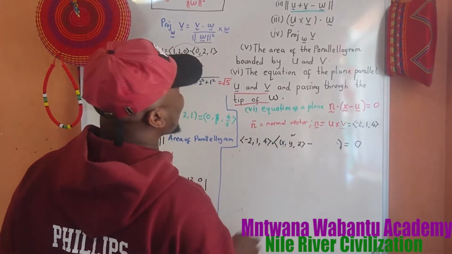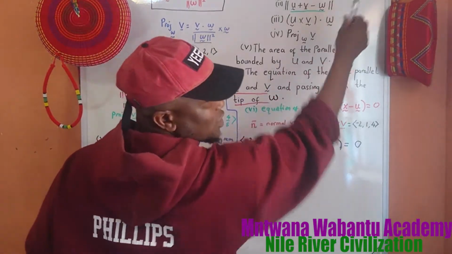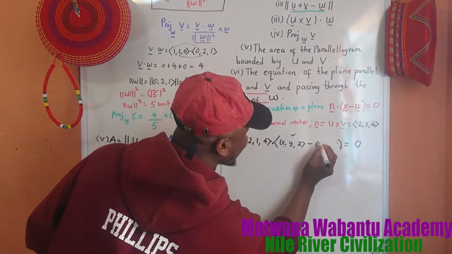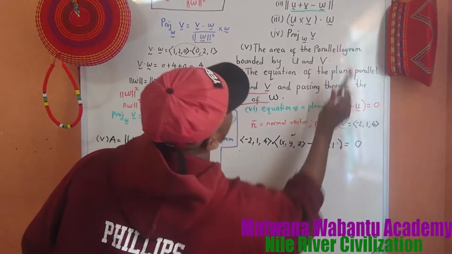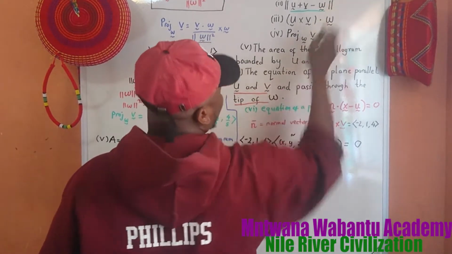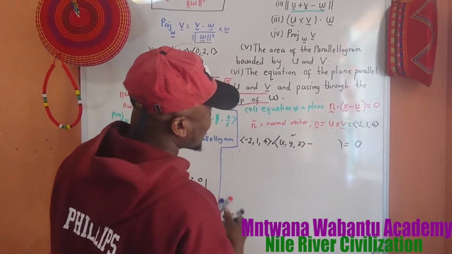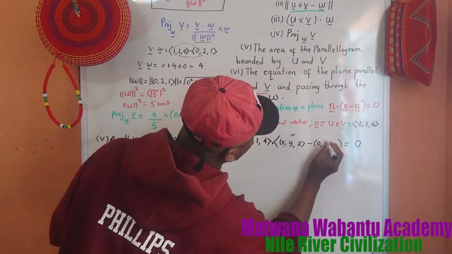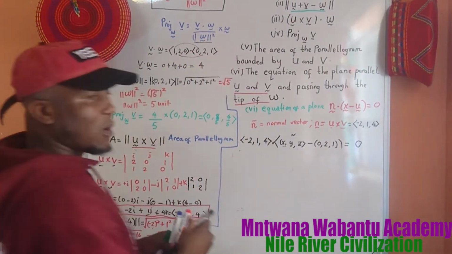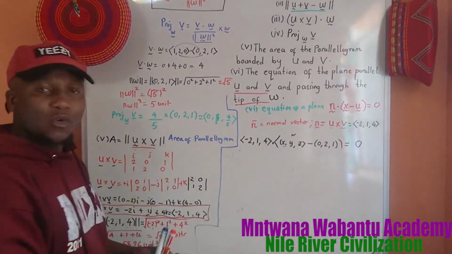So we're going to go, okay, what about w? Our value of w is 021. Oh no, 021, my apologies. So now what we're going to do here, we're going to find an equation of a plane.